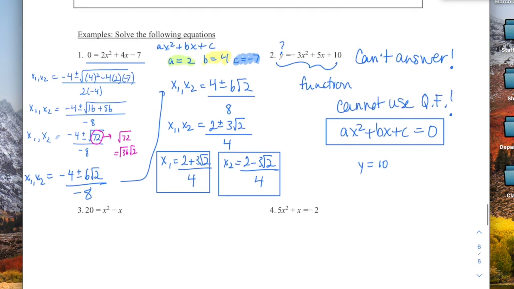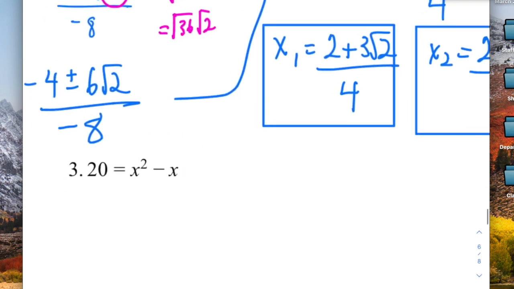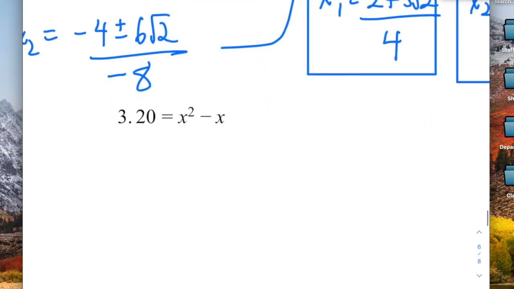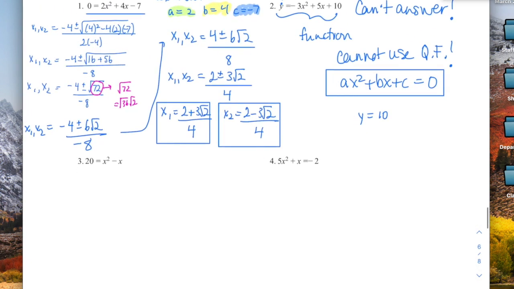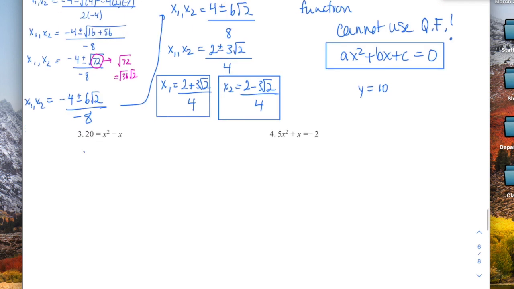Okay, let's look at number 3. So number 3, actually, again, it's not in the form where one side is 0. So first of all, we have to move the 20 to the other side. So now it's in the form ax squared plus bx plus c equals 0.